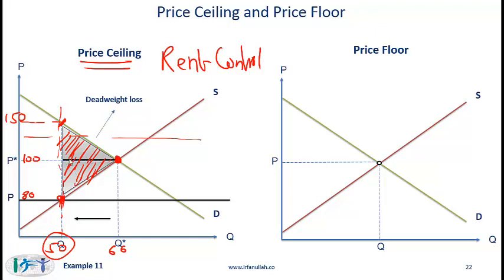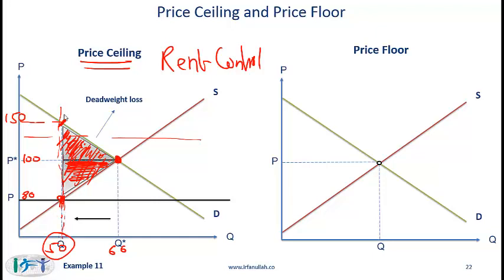The dead weight loss is coming because this area that used to be part of the consumer surplus no longer exists. So we are losing consumer surplus. And this area, the bottom part of the dead weight loss, used to be producer surplus, but producers are not getting that benefit anymore because we are stuck at this level.